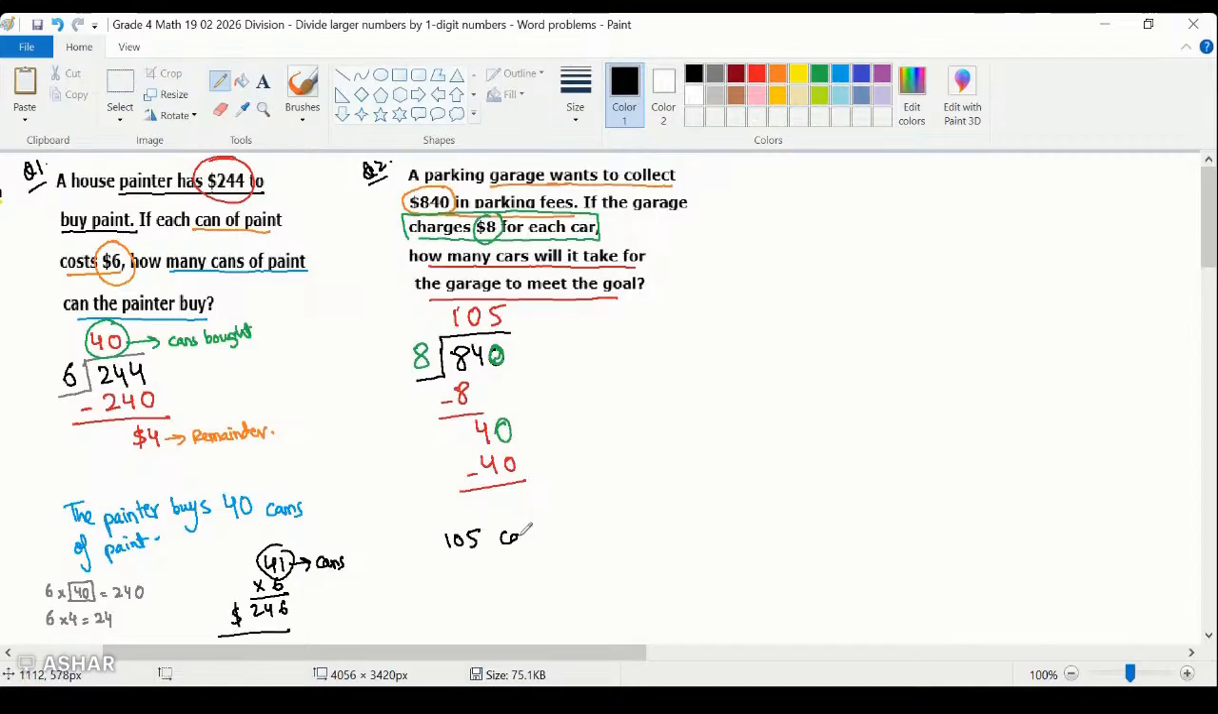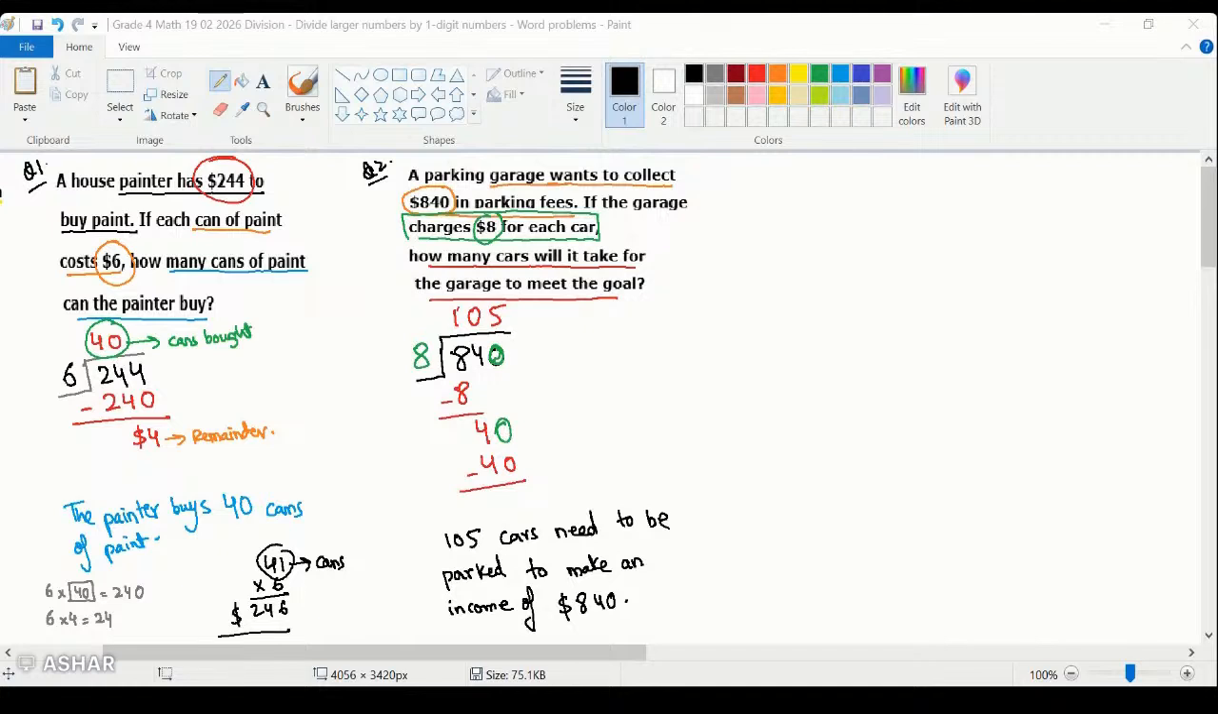That means 105 cars need to be parked to make an income of $840. Do we agree? Or we can say it would take 105 cars to make an income, right?